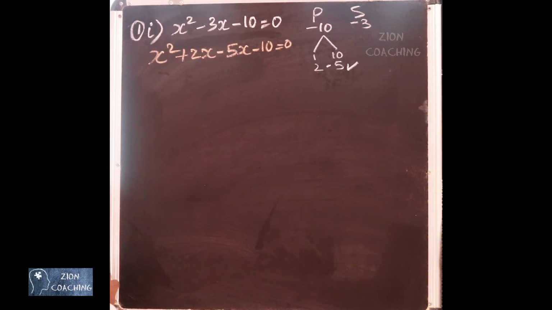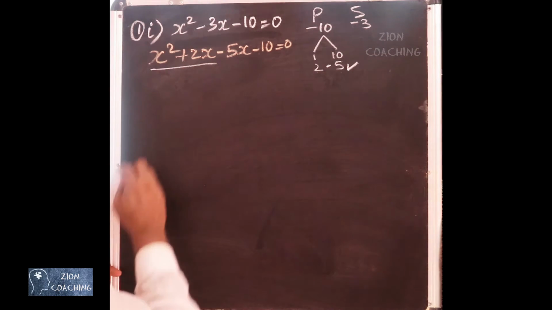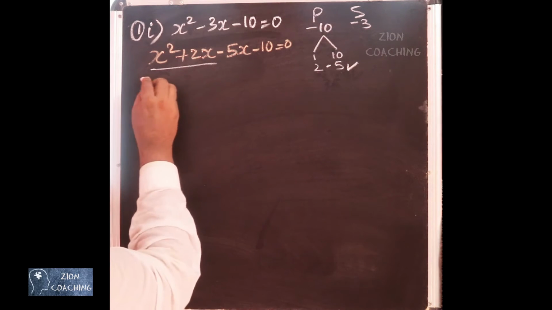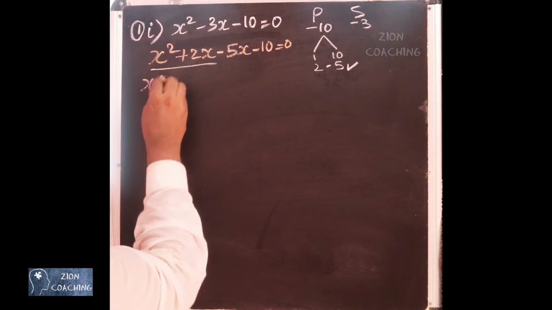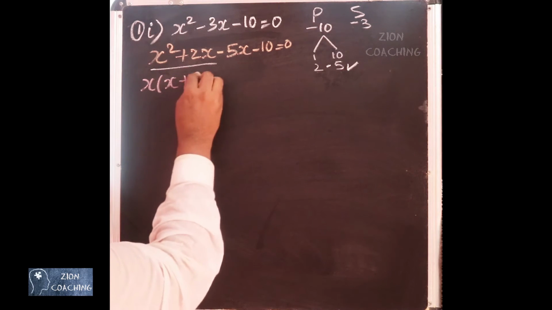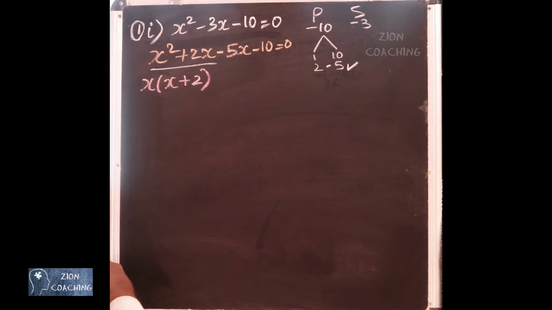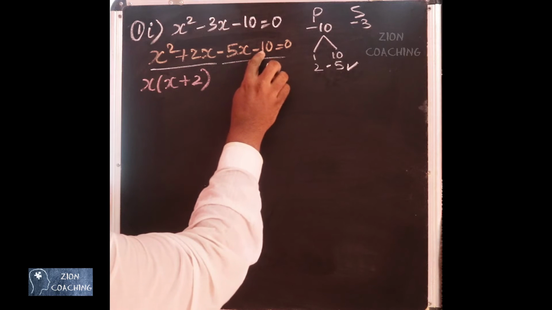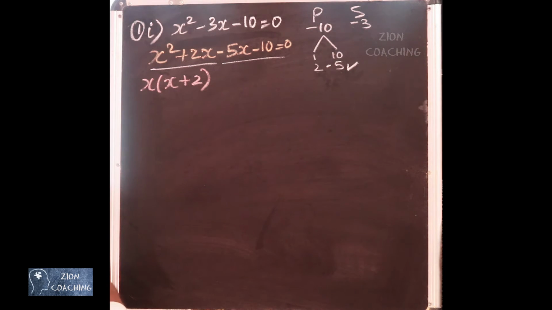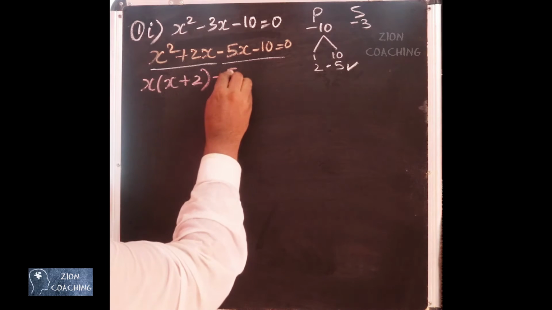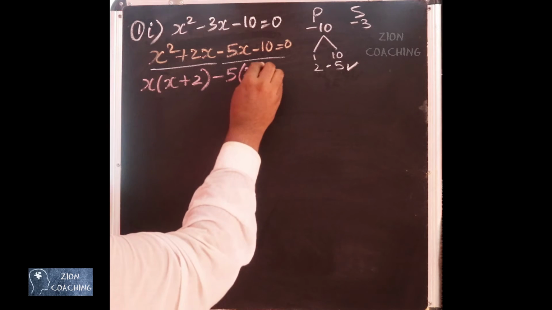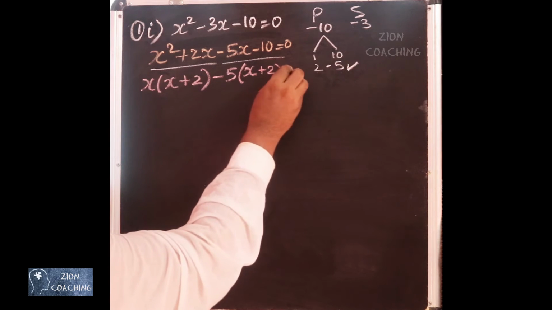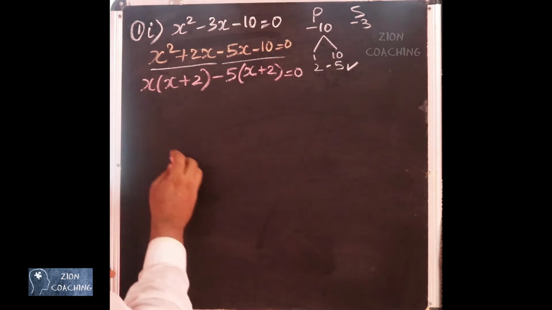Now in the first two terms, you can see that x is common. So I am going to take one x common, then I have another x plus 2. In the next two terms, you can see that this is minus 5 into x, this is minus 5 into 2. So minus 5 is common. We will have x into minus 5 is minus 5x plus 2 into minus 5 is minus 10. So that is equal to 0.